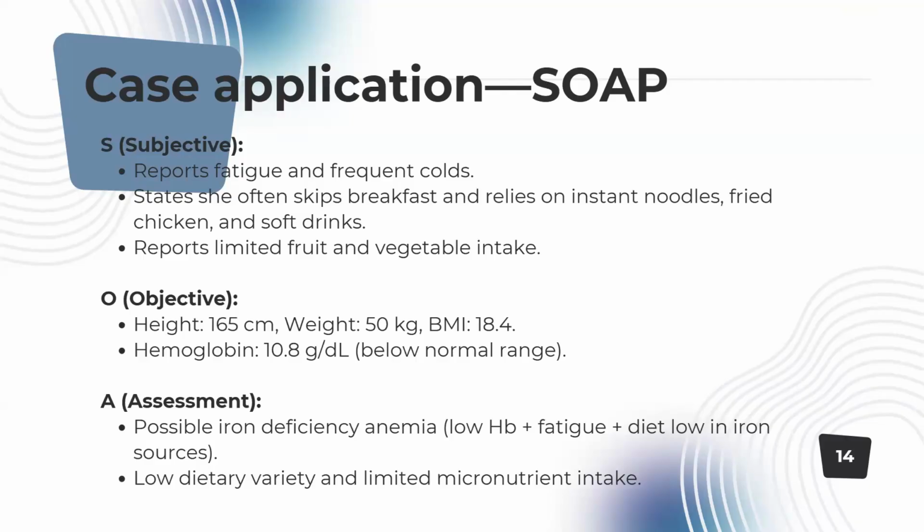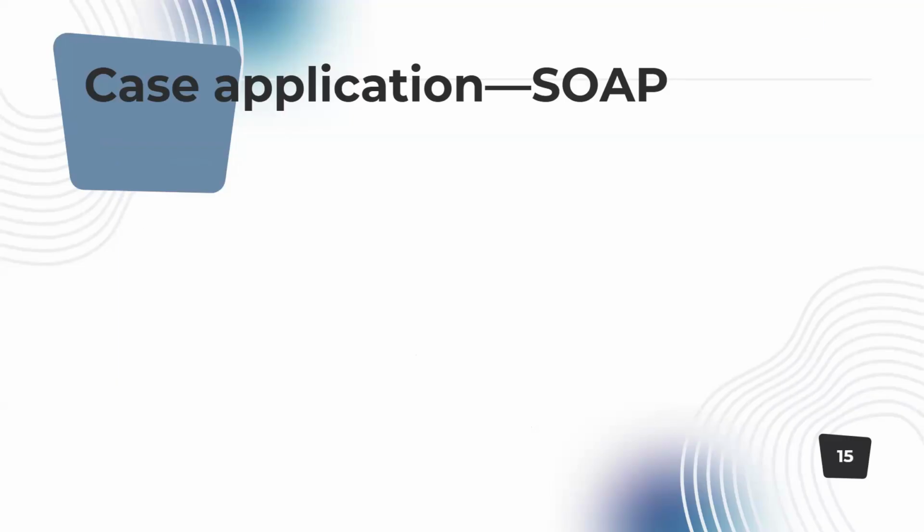The assessment here, for the SOAP note, is looking at what the nutrition-related problems are. So we're seeing possible iron deficiency anemia based on her low hemoglobin level, fatigue, and a diet, at least based on this brief diet recall, that is low in iron-rich foods. And then there may be a low dietary variety and limited micronutrient intake. She's a university student, likely is not working, has limited income, and therefore her diet will reflect that, and her nutrient deficiencies would reflect that as well.